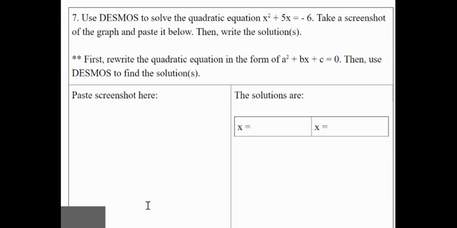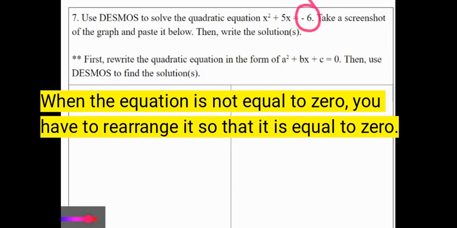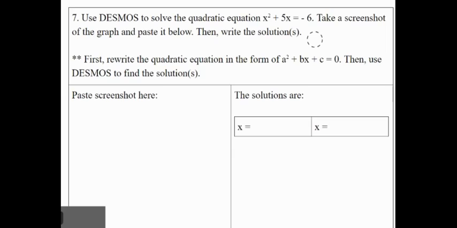All right, let's take a look at number 7. Now, number 7 is a little bit different because you notice the equation is not equal to 0. Okay, it is not equal to 0, so that's a problem. Not a big problem, but you can't use this as an equation in Desmos. So first we have to tweak it.